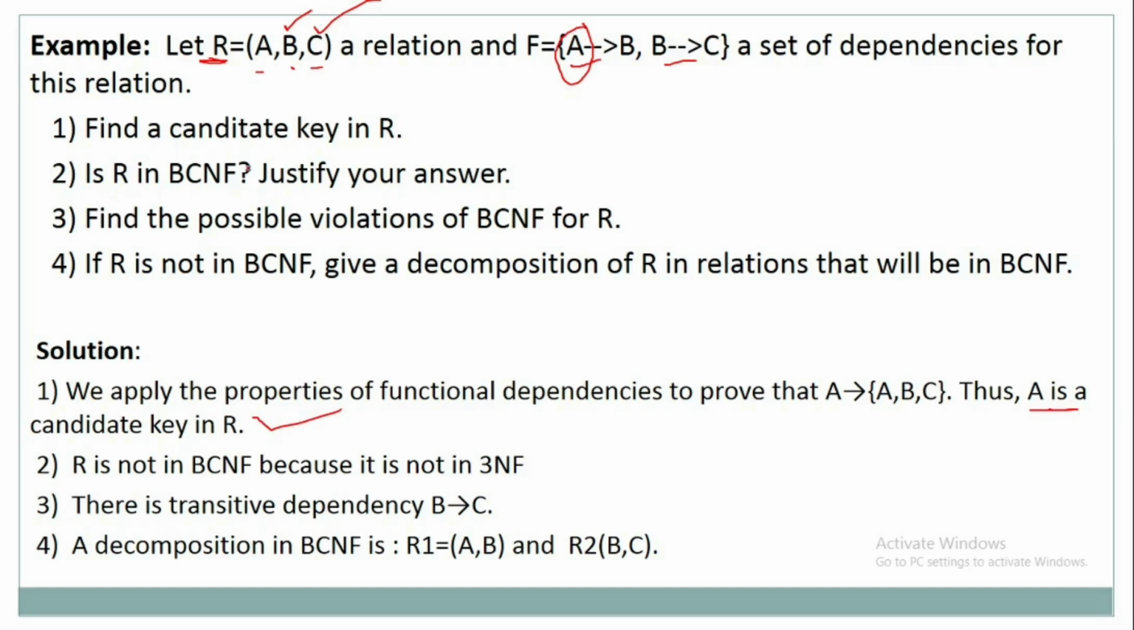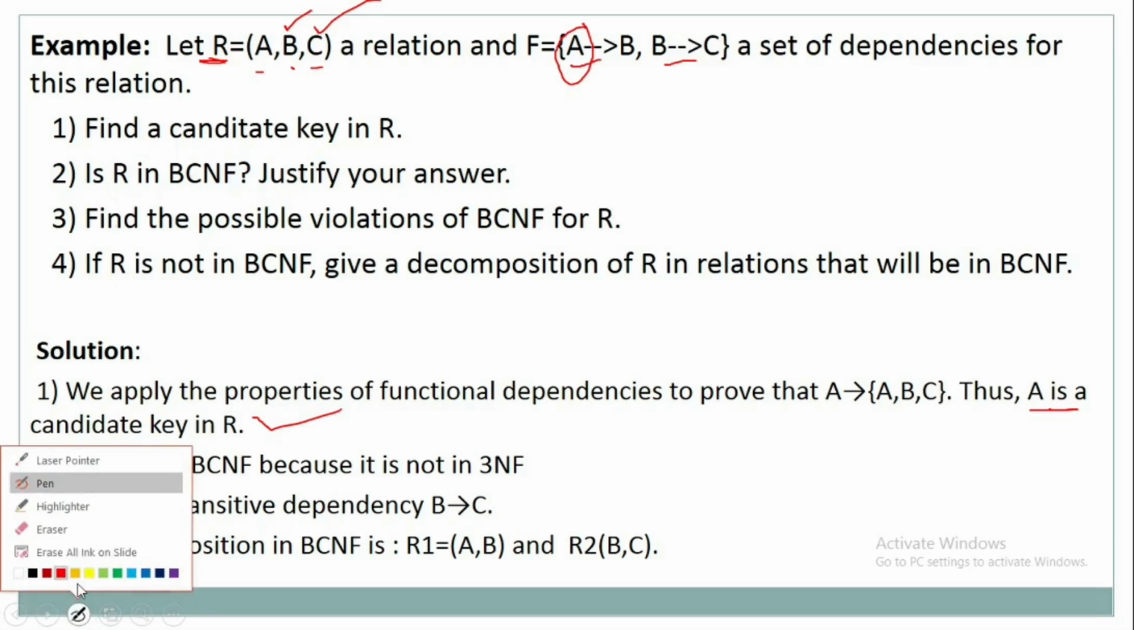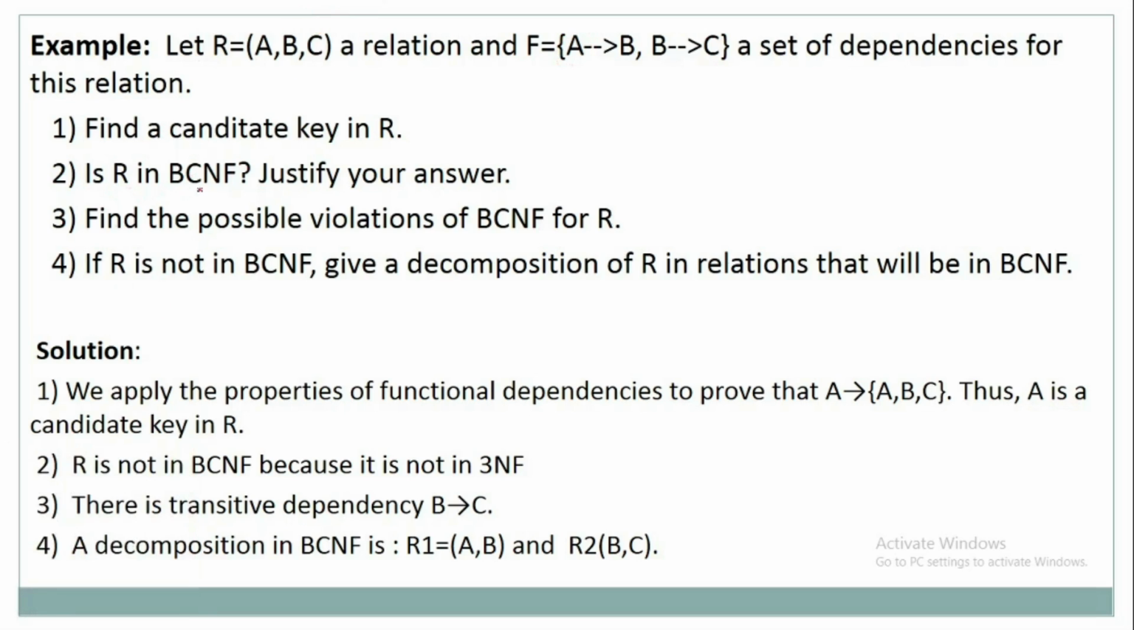Is R in BCNF? Justify the answer. Here R is not in BCNF because it is not in 3NF. What does 3NF say? There should not be any transitive dependency, but here there is a transitive dependency where A determines B and B determines C. So hence I can say that R is not in BCNF, because it is not in 3NF.